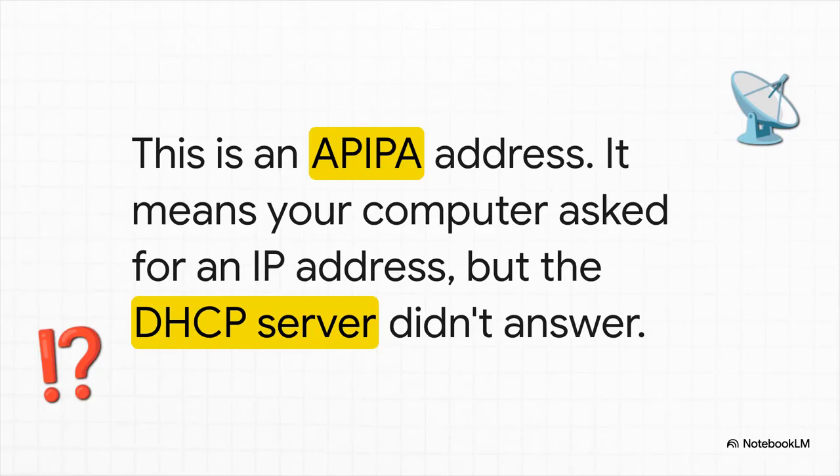So what does this even mean? This address is called an APIPA, and it's basically a default address your computer gives itself when it's just shouting into an empty room. It means your computer politely asked the network's DHCP server, "Hey, can I have an IP address?" And for whatever reason, the server never answered back. It's a crystal clear sign of a communication breakdown.